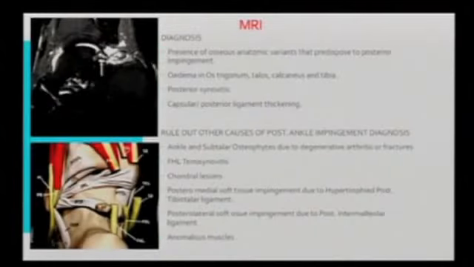The MRI is usually helpful in the diagnosis and shows edema in the os trigonum, posterior synovitis and thickening of the capsule. But before making this diagnosis, we have to rule out the other causes of posterior ankle impingement pain. Only then do we come to this diagnosis. Some of those are arthritis in the ankle as well as the subtalar joint, and FHL tenosynovitis.